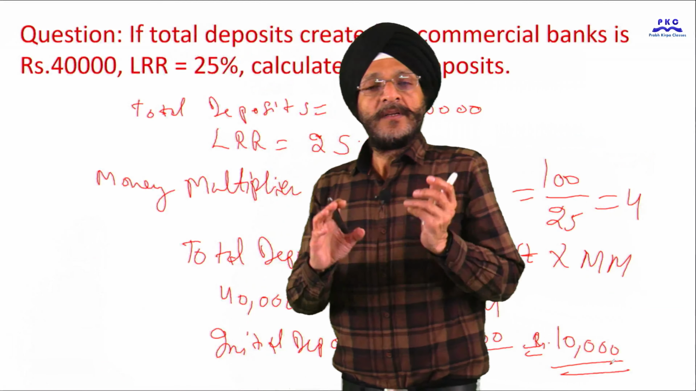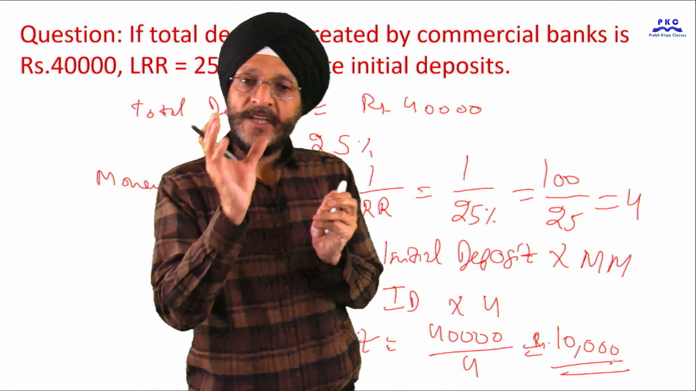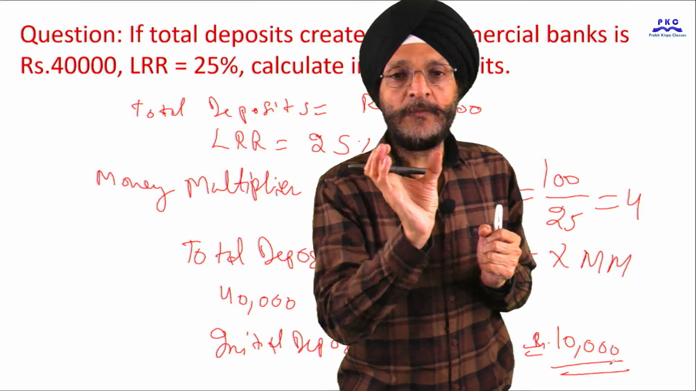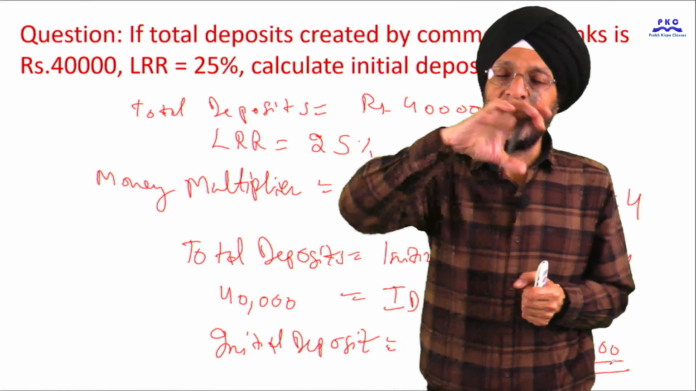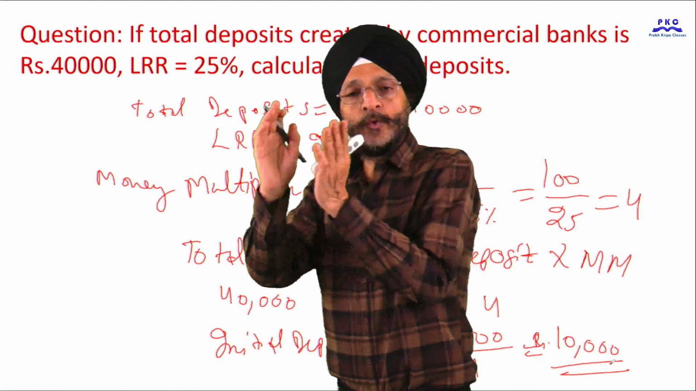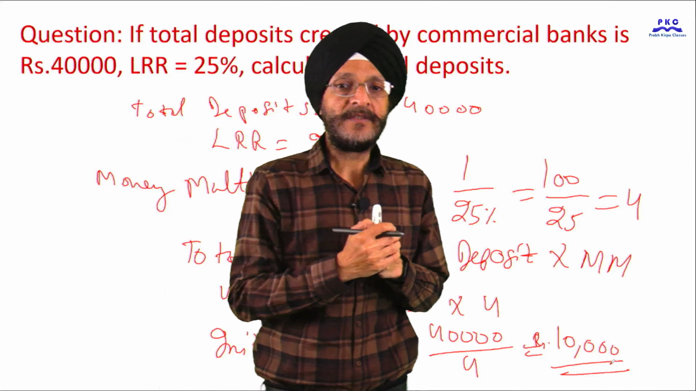We hope the questions are quite clear to you, because here we have only used the formula of money multiplier, 1 over reserve ratio, and on the basis of the same you can calculate the total deposits or initial deposits accordingly.